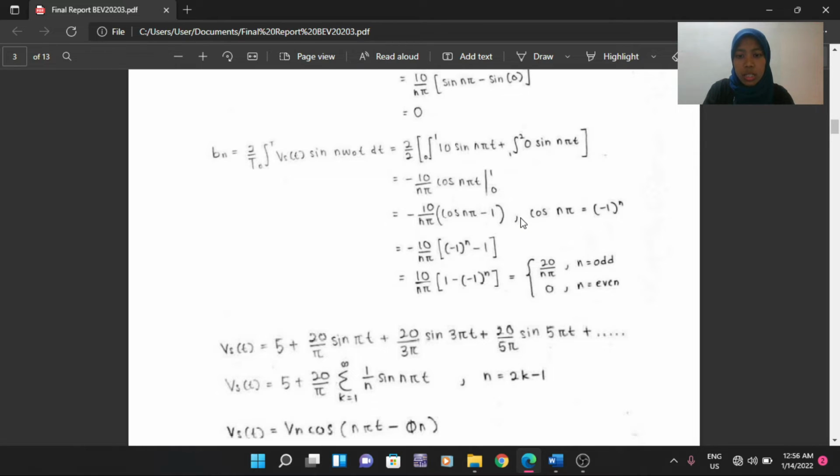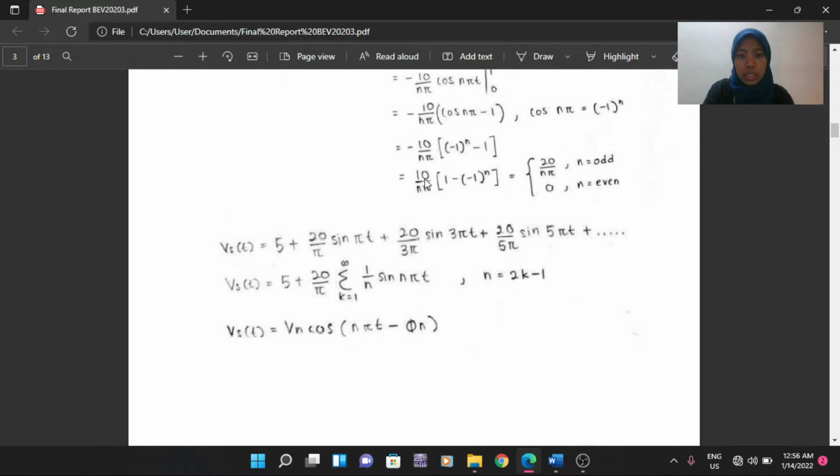We know that in the slide given that they said that cos n pi is equal to negative 1 to the power of n. After that we substitute the value of cos n pi with negative 1 to the power of n and then we rearrange the equation and we get 10 over n pi times 1 minus negative 1 to the power of n. And then after that, we substitute the value of n with odd numbers such as 1, 3 and 5 and so on, we got 20 over n pi.